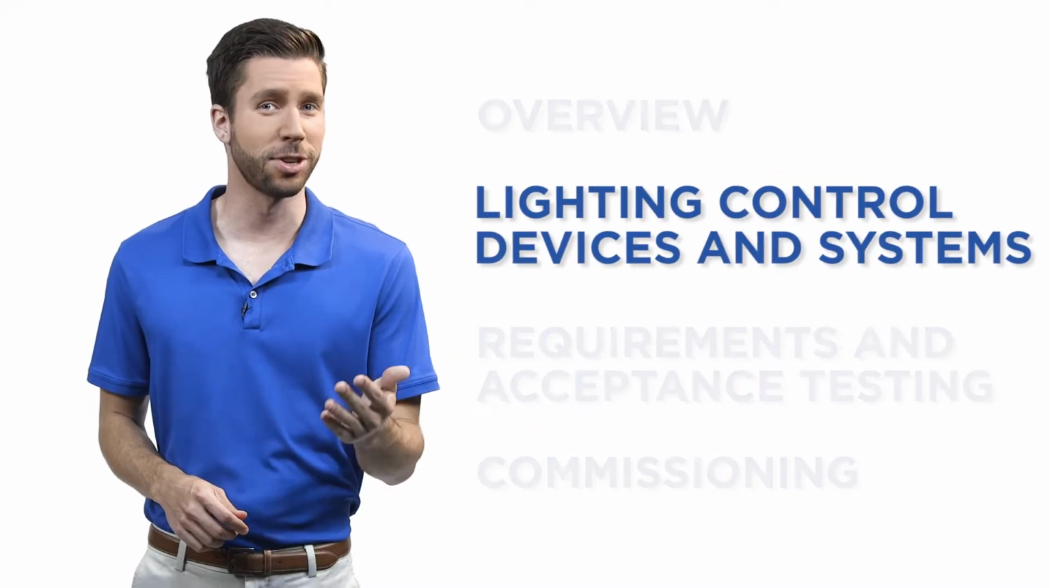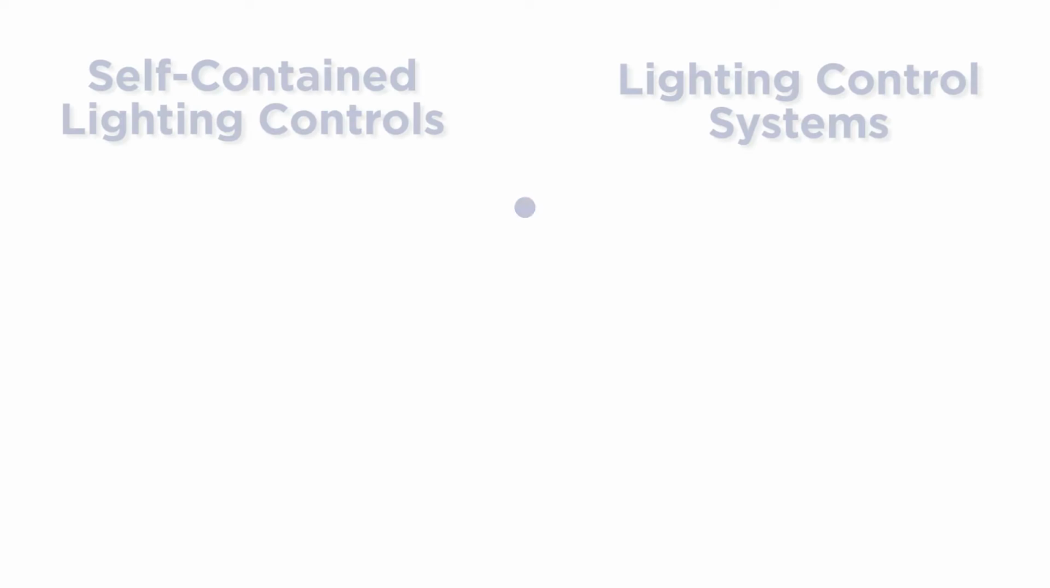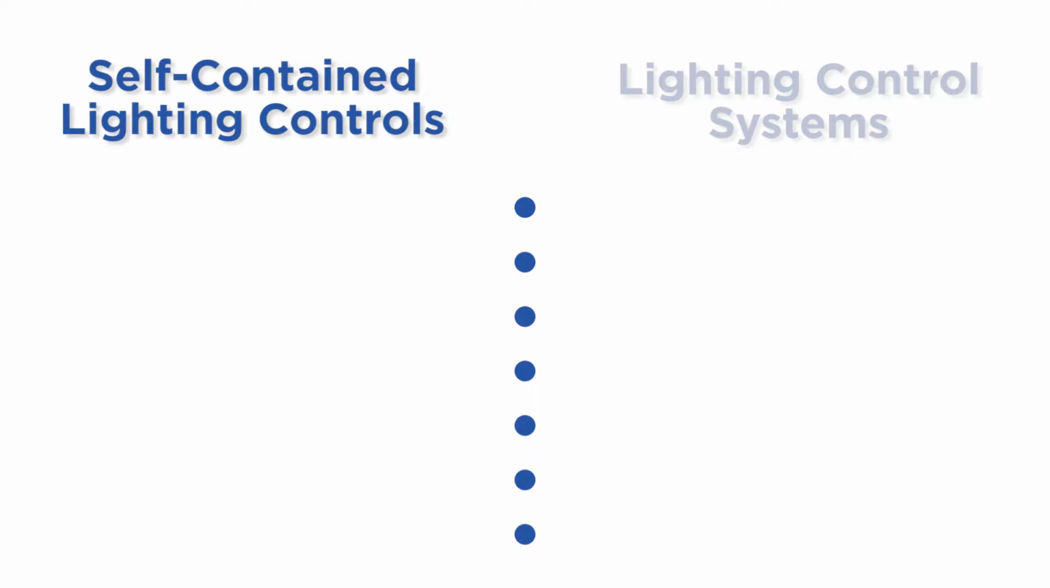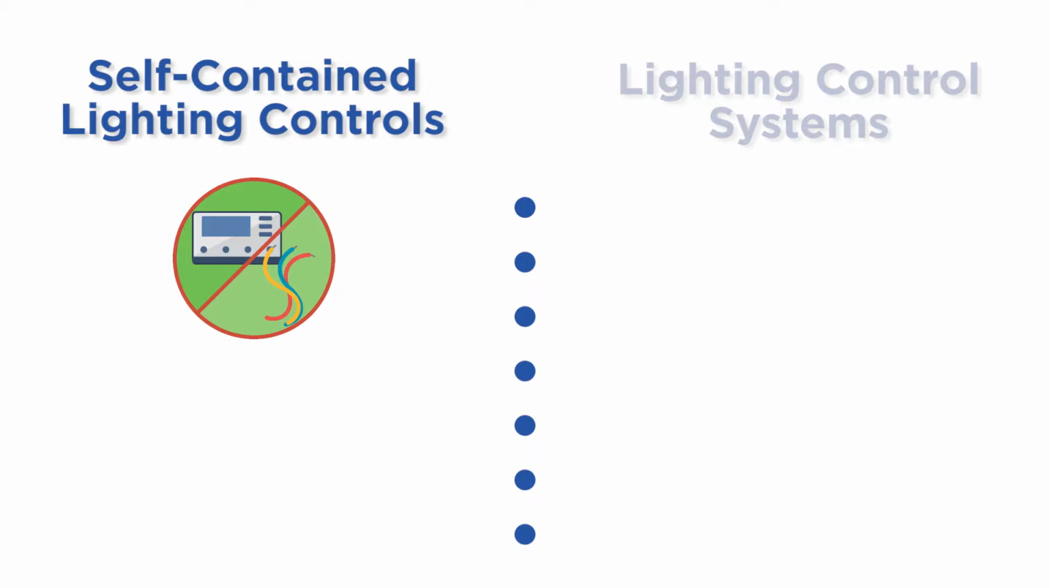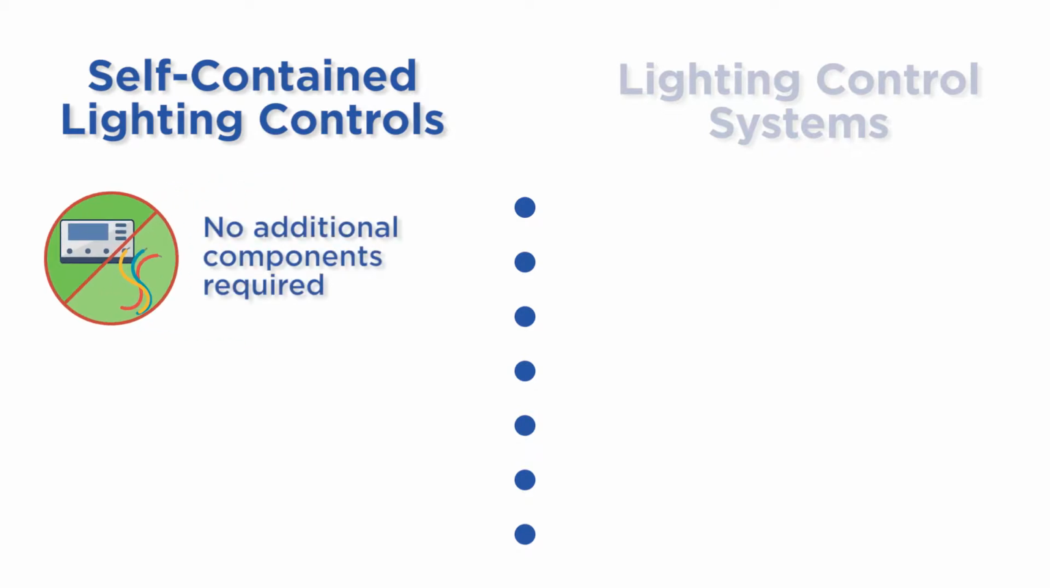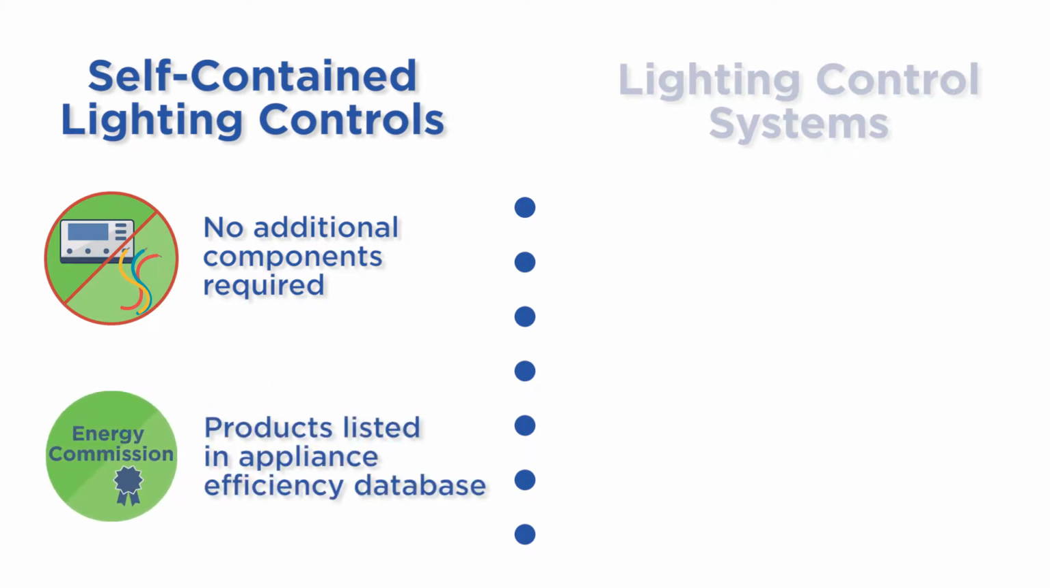Let's discuss lighting control devices and systems. For the purposes of the energy standards, lighting controls are separated into two categories: self-contained lighting controls and lighting control systems. Self-contained lighting controls are unitary lighting control modules that do not require any additional components to be fully functional. Self-contained lighting controls must be certified to the Energy Commission and listed in the Appliance Efficiency Database to be sold or offered for sale in California.